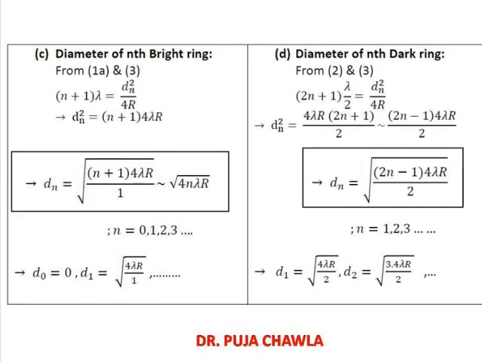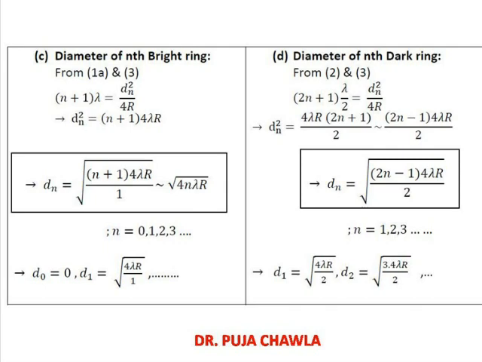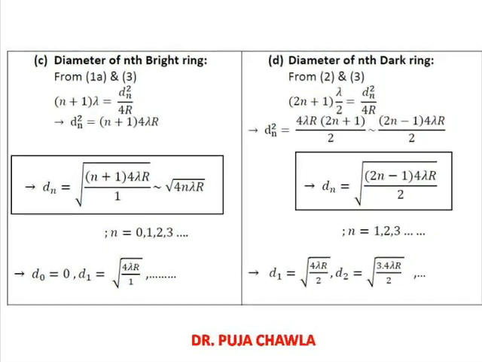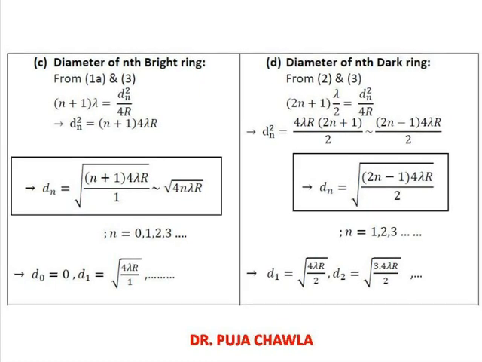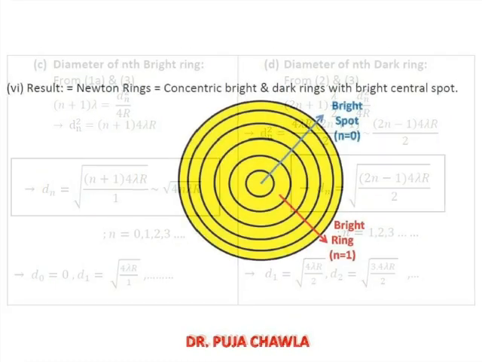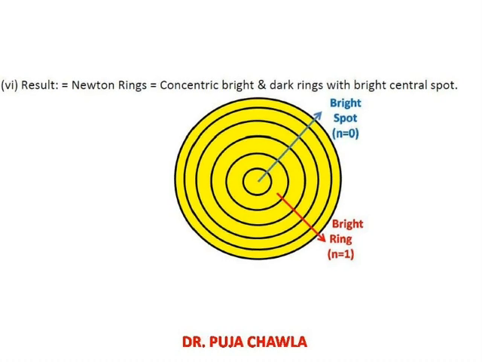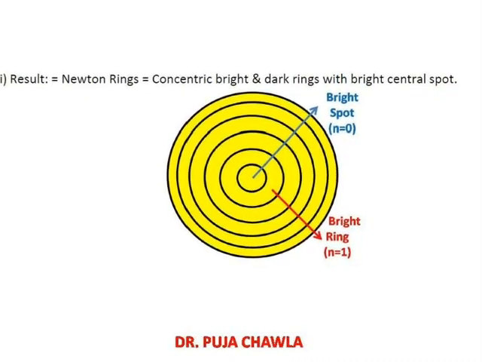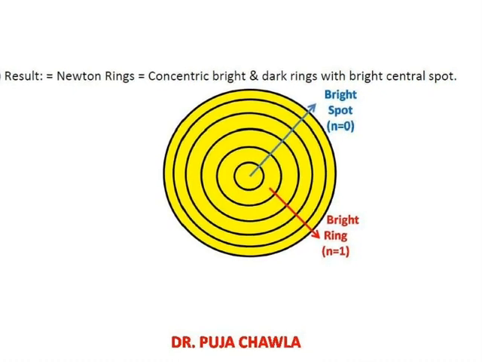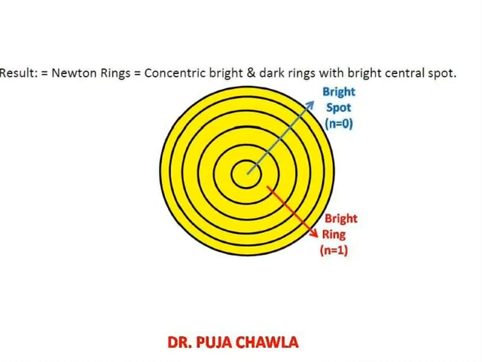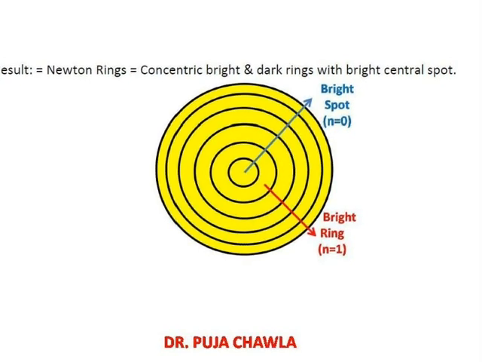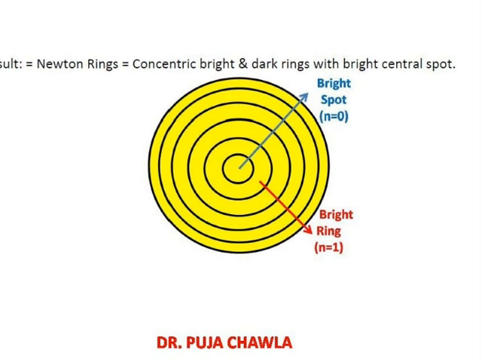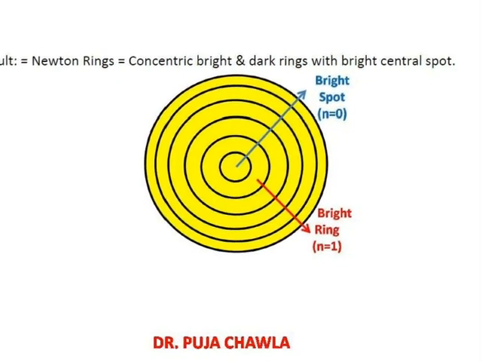For the diameter of the nth dark ring, equate the condition of minima with dn square by 4R, and the value of dn comes out to be as shown here. So up to now we have determined the expression for path difference, condition of maxima, condition of minima, diameter of nth bright ring, and diameter of nth dark ring in the transmitted system of light.